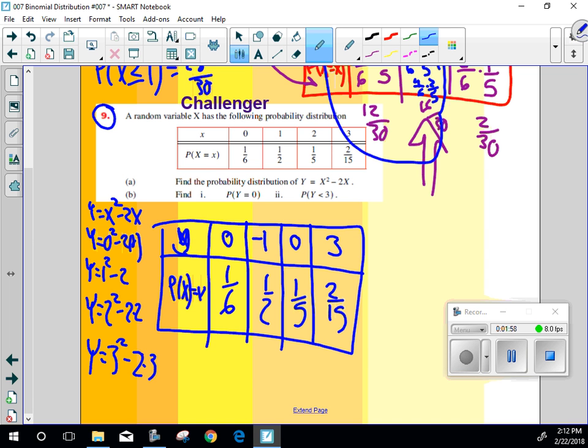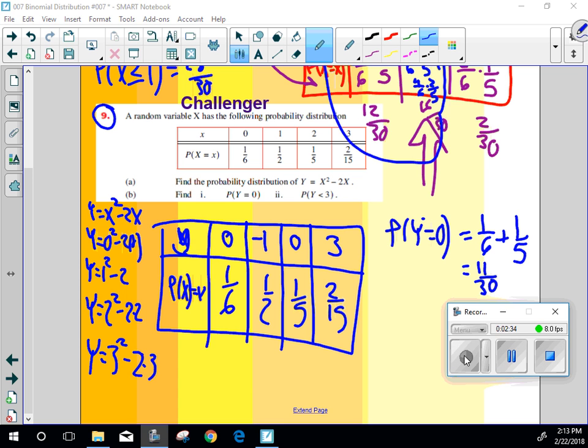Now, when you look at the probability of 0, what do you get for this one? Probability that Y equals 0. Normally 0 was 1/6, but here when we convert these, this is also going to be 1/5, isn't it? So you're going to go 1/6 plus 1/5. And that's going to be 11/30, I think. Turn to your neighbor, see if you can figure out P of Y is less than 3.